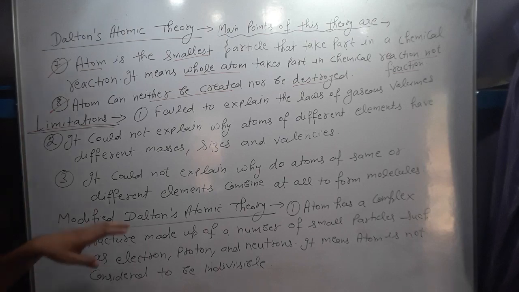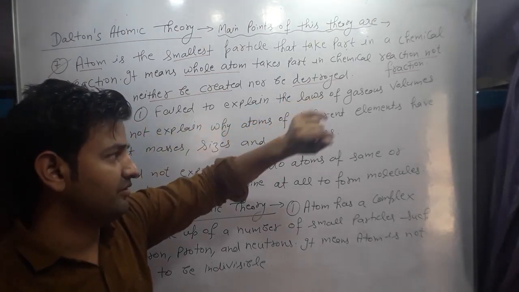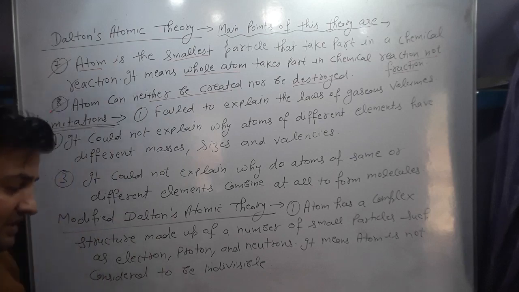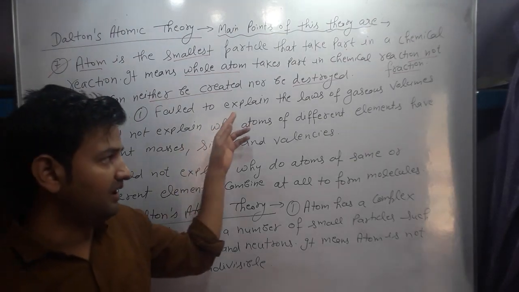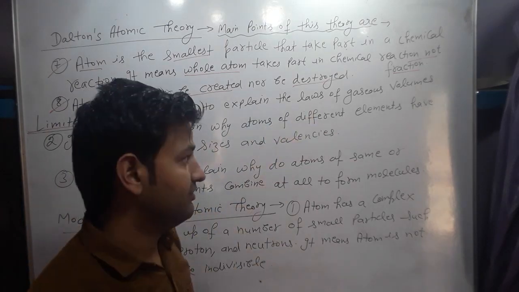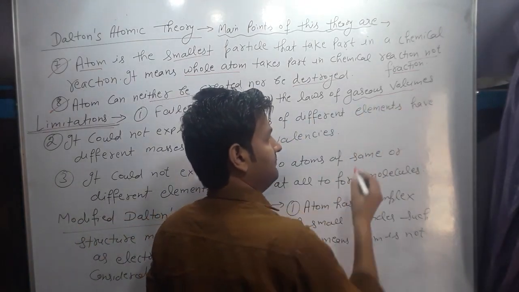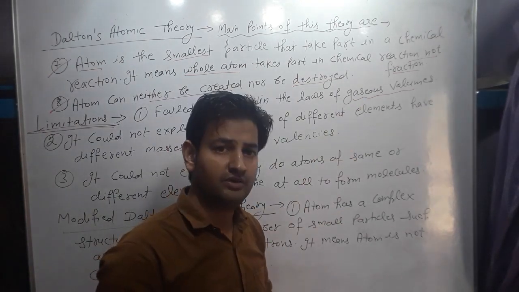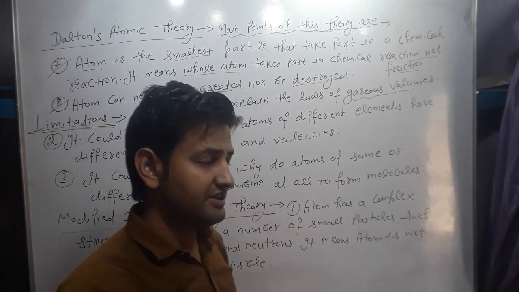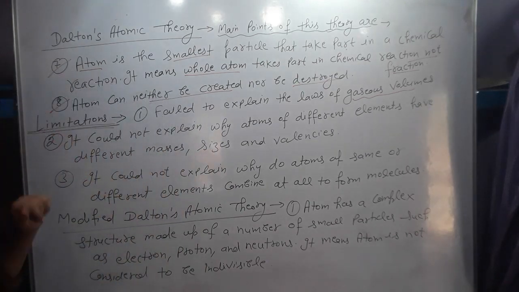The first limitation is Dalton failed to explain laws of gaseous volume. Dalton explained the laws of chemical combination by mass, but could not explain the laws of gaseous volume. How the volumes of the different gases combine to form the different chemical reactions takes place. This is not explained by Dalton.